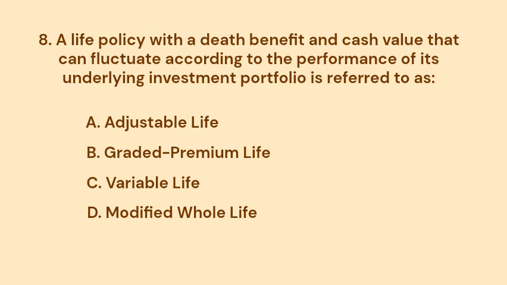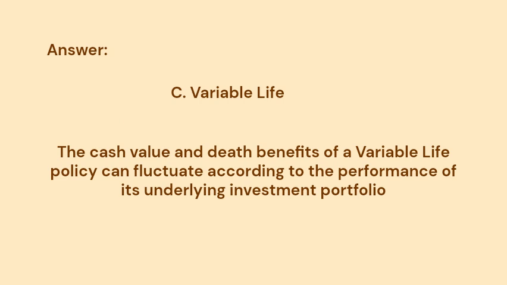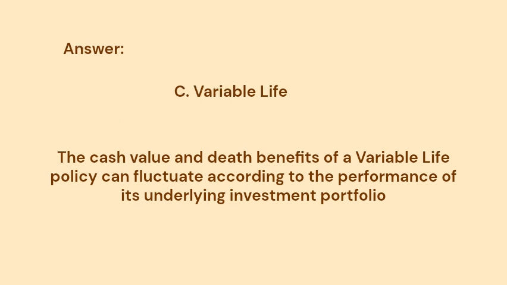8. A life policy with a death benefit and cash value that can fluctuate according to the performance of its underlying investment portfolio is referred to as A. Adjustable life. B. Graded premium life. C. Variable life. D. Modified whole life. Answer: C. Variable life. The cash value and death benefits of a variable life policy can fluctuate according to the performance of its underlying investment portfolio.